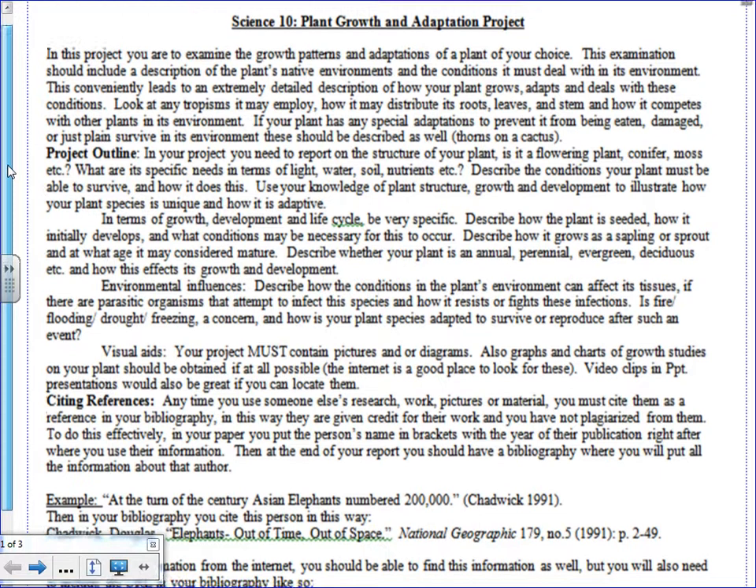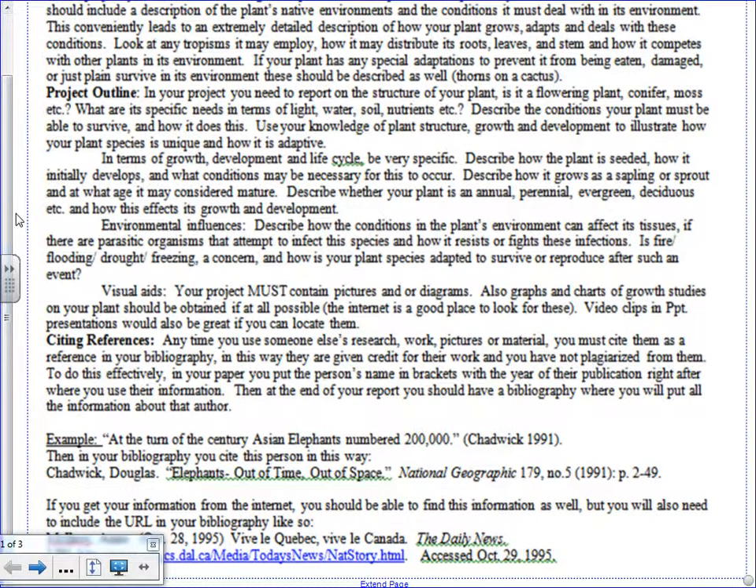All right. The outline. So you need to report on the structure of your plant. Is it a flowering plant? Okay. So flowering plant, conifer, moss, etc. Grass. What is it? You've got to tell me that. Plants can be classified into certain groups. Conifers, in case you don't know what the term conifer means, are any plants that produce cones as their reproductive organ. Flowers are the reproductive organs of the angiosperms, or the flowering plants. The gymnosperms are the coniferous plants, things like that. You've got your mosses and you've got your grasses, things of that nature. Tell me what kind of plant it is.